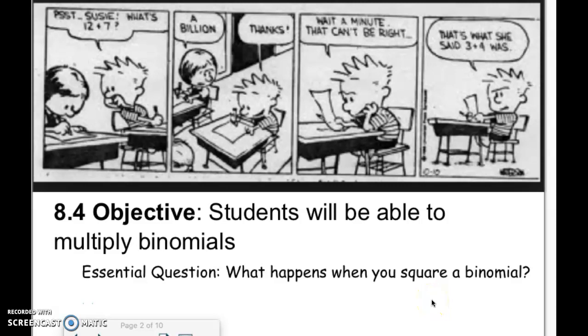Today you're going to be multiplying binomials again with a slightly different focus. The focus is the essential question, and that's what happens when you square a binomial. So think about that as we go through some of these special cases where you can use the same methods as before to multiply your binomials.